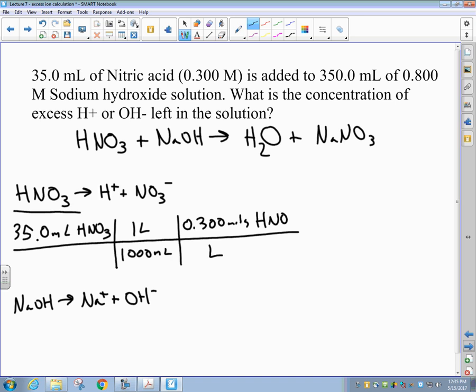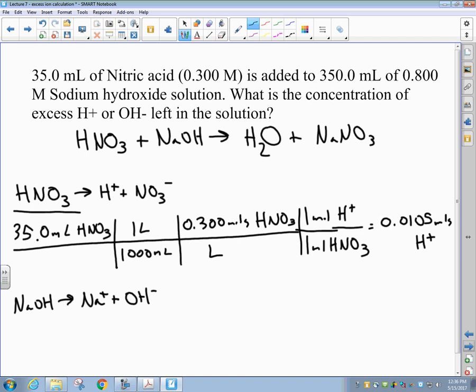The last step is to use the molar ratio from the balanced chemical equation. We recognize for every one HNO3 that dissociates in solution, it will produce 1 mole of hydrogen ions. So we have a 1-to-1 ratio. For every 1 mole of HNO3, we have 1 mole of H positive. We do that calculation, and I get a value of 0.0105 moles of H positive.